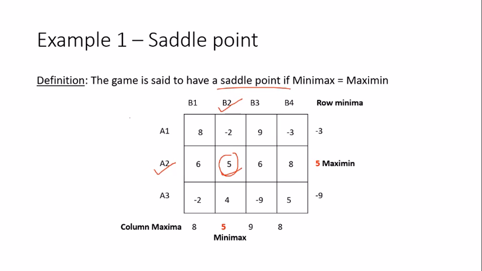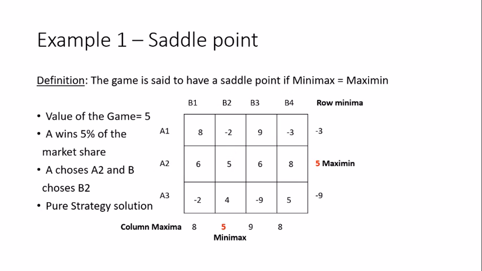So we got the answer we were looking for. Value of game is 5. The value of the game is the final payoff which the winning player gets. Whatever the Maximin equal to Minimax value is, that is the value of the game. You just have to write it like that.